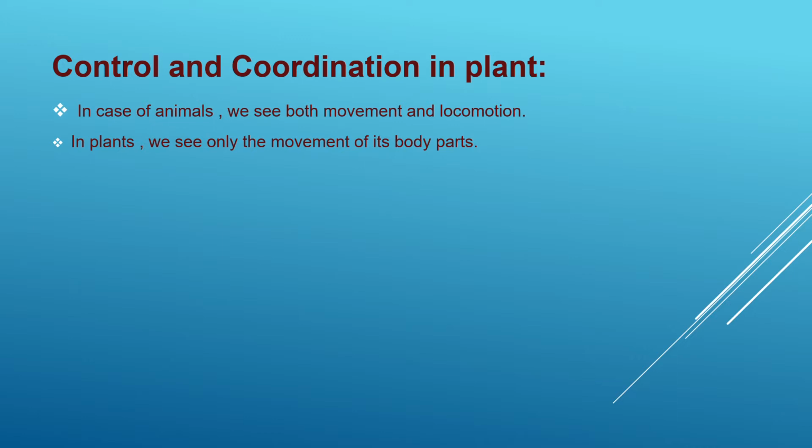And this locomotion occurs with the help of some appendages like legs, wings, hands, pseudopodia, flagella, tentacles, tube feet, anything. So they have some particular organs to move from one place to another. But in case of plants, we see only the movement of body parts, because plants do not have any nervous system or sense organ like ear, nose, eyes, or brain.